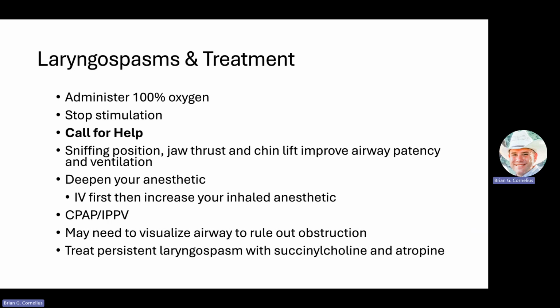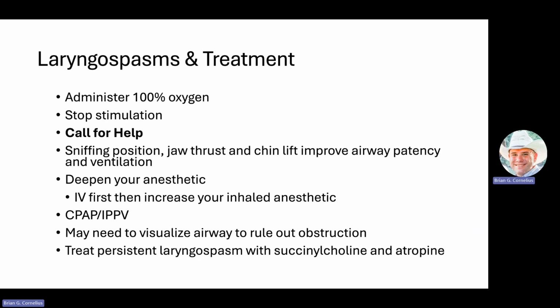So how do we treat it? Initial treatment, 100% oxygen if it's not already in place. Stop the stimulation. Sometimes we see that the stimulation is what induced laryngospasm. So maybe the patient wasn't adequately anesthetized when they were stimulated. So make sure that we stop whatever's going on. You may see this occurs on wake up or induction. Get help. We never want to be the only one at a bad anesthesia party, so always get help coming. Position the patient appropriately. Do what you can to open the airway, whether it's a jaw thrust, chin lift.